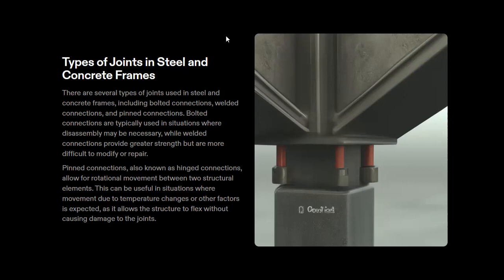These are the types of joints in steel and concrete frames: bolted connection, welded connection, and pinned connection.